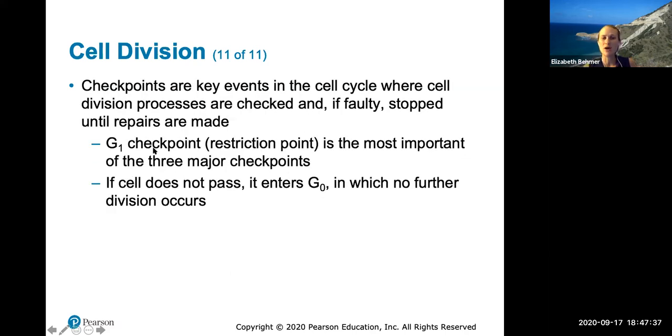So we have a G1 checkpoint, which is the restriction checkpoint, which is the most important. If a cell does not pass this checkpoint, it'll enter G0, in which no further division occurs. This will happen if the cell is somehow faulty, or if there's something wrong with the cellular DNA. It won't get past this checkpoint until the repairs in that DNA are made, and it might not get past that checkpoint at all. So it's kind of your body's way of not passing on something genetically wrong to a future daughter cell.